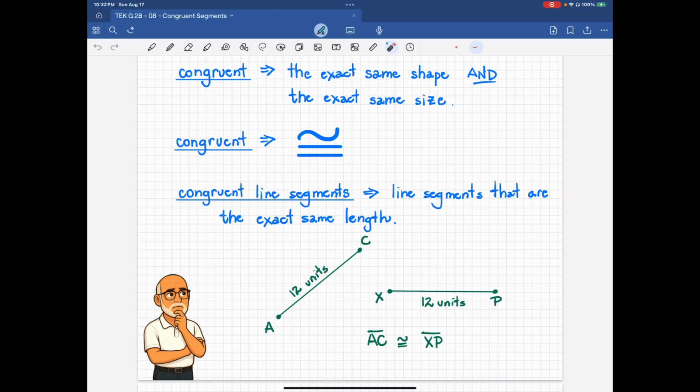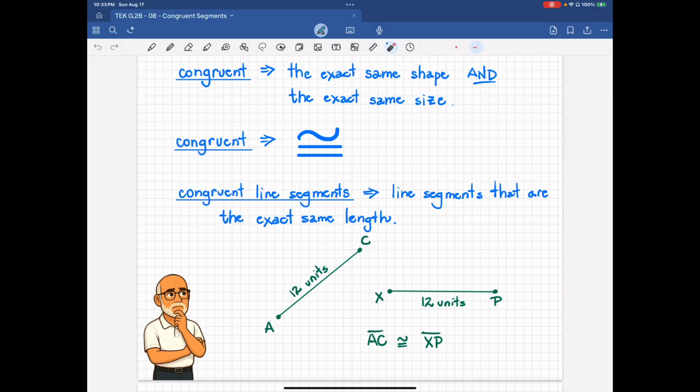There are a lot of definitions in this section, so if you need to pause the video in order to write things down, please feel free to do so. The first definition is congruent. Congruent means the exact same shape and the exact same size. Same shape, same size.